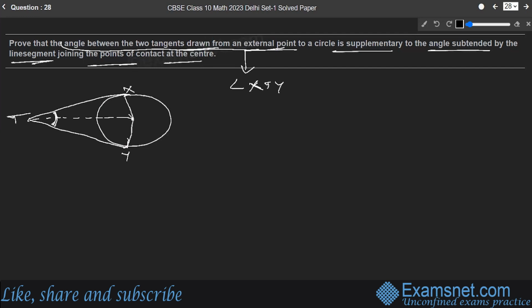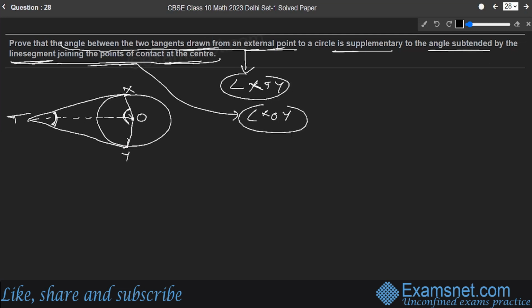Now what is the other angle they are talking about? Is supplementary to the angle subtended by the line segment joining the points of contact at the center. So the other angle is the angle subtended by the line segment joining the two points of contact at the center. The other angle they are talking about is XOY. Let us have this as O. So they are talking about XOY in this part, and they are talking about XTY in the first part.